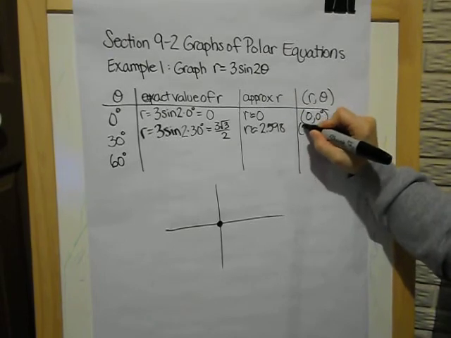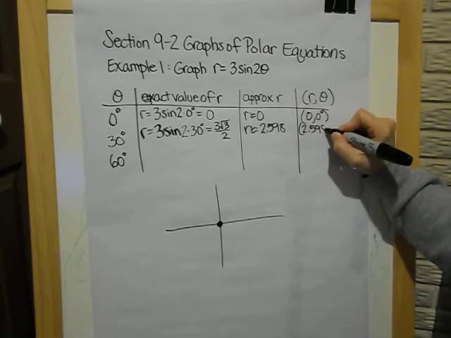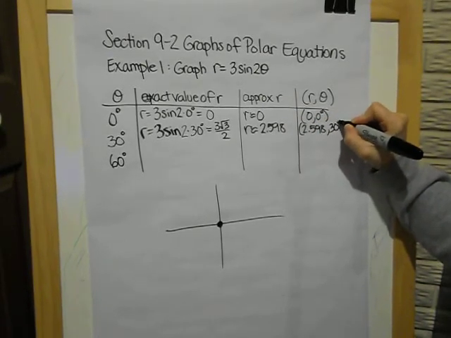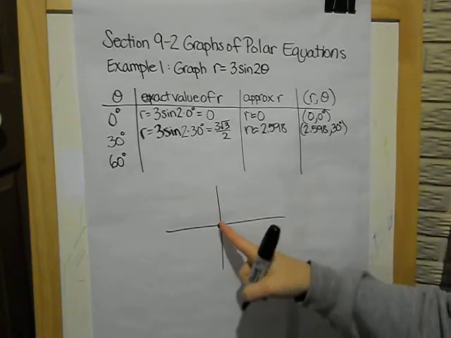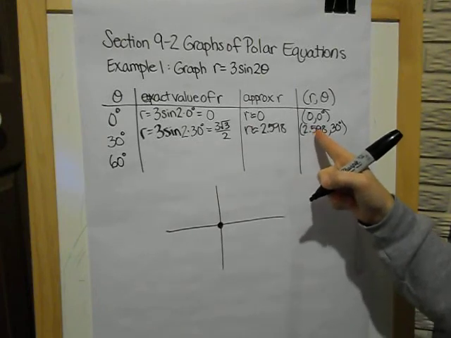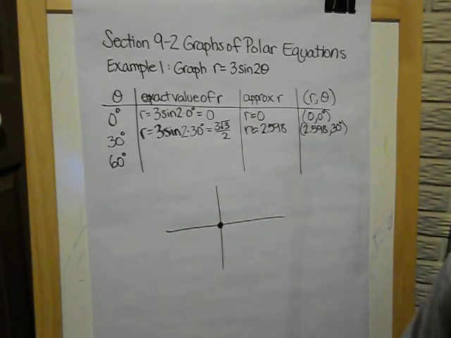So the ordered pair here is 2.598, 30 degrees. Now again, I don't have the polar graph paper here, but you want to go on the 30-degree line, and you want to go out about 2.5 in terms of the radius. That's going to be pretty small.